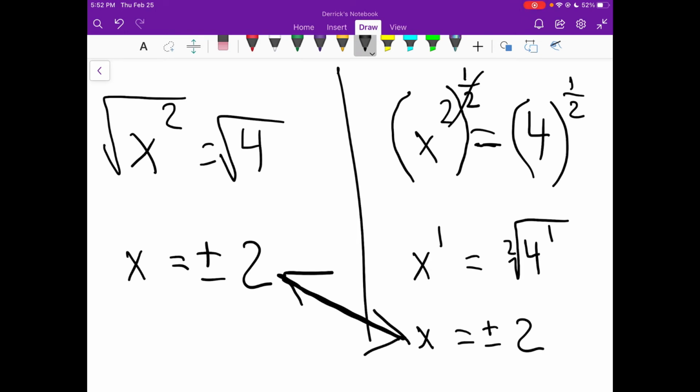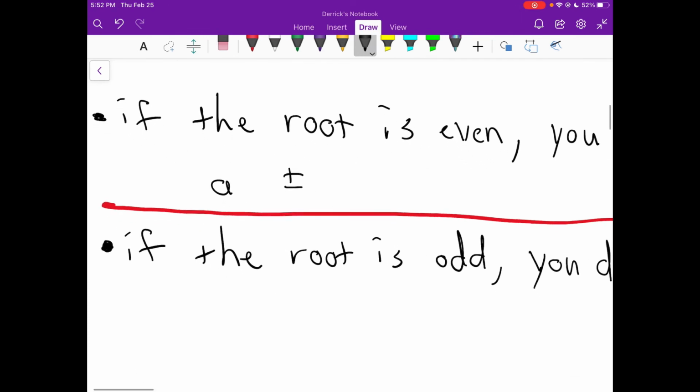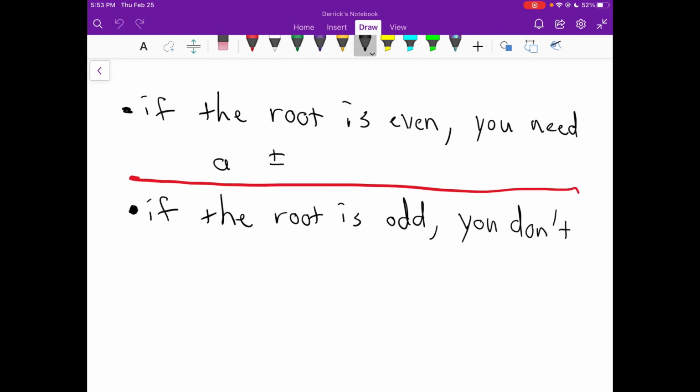And so I wanted to point this out to reiterate what we've already discussed in the past, that if you have an even root, you need to have a plus or minus. Now if the root is odd, you do not. And so specifically for this lesson, what I'm saying is, if the denominator of your exponent, which represents the root, is even, you need a plus or minus. If the denominator of your exponent, which represents your root, is odd, you don't.